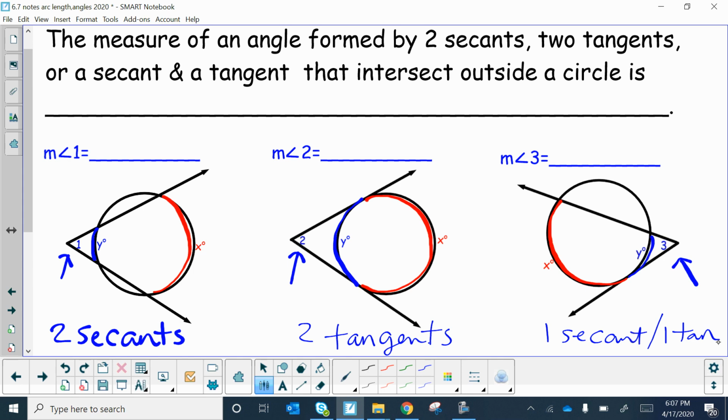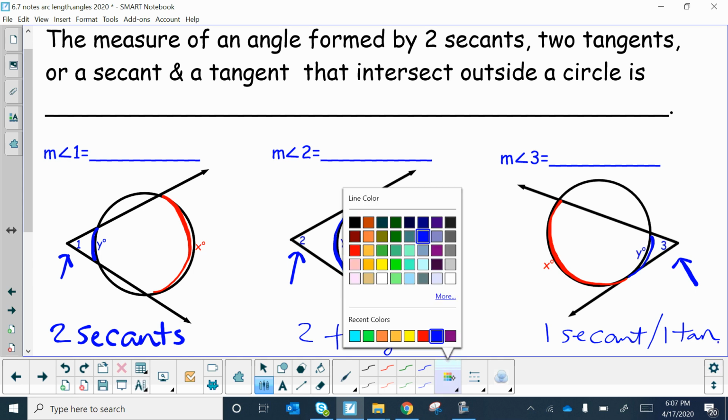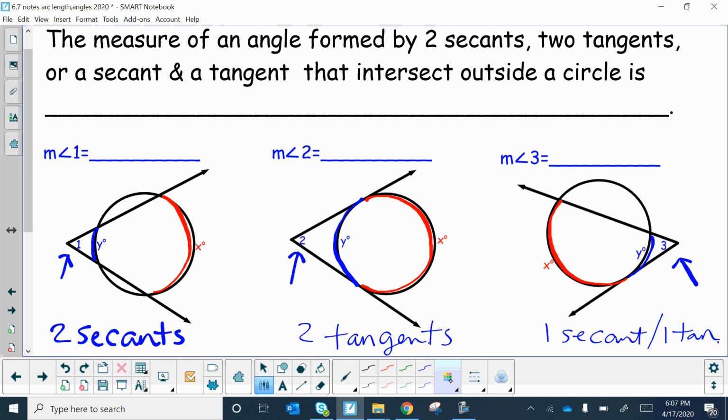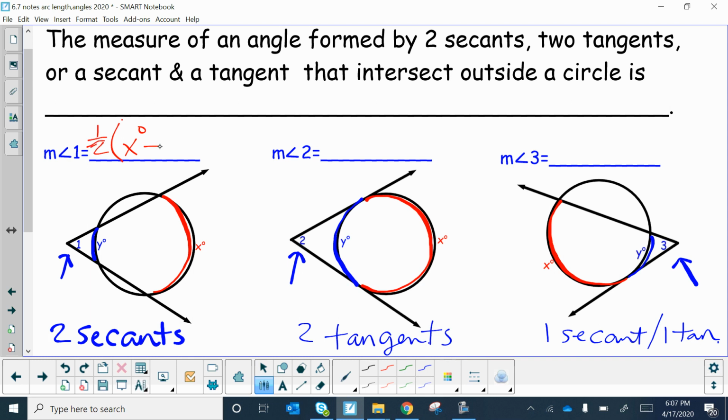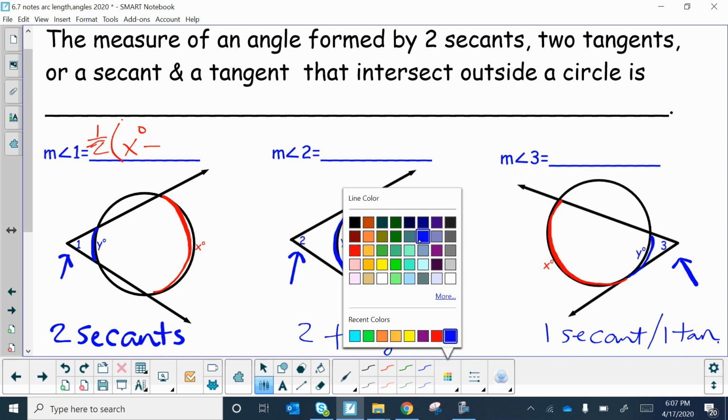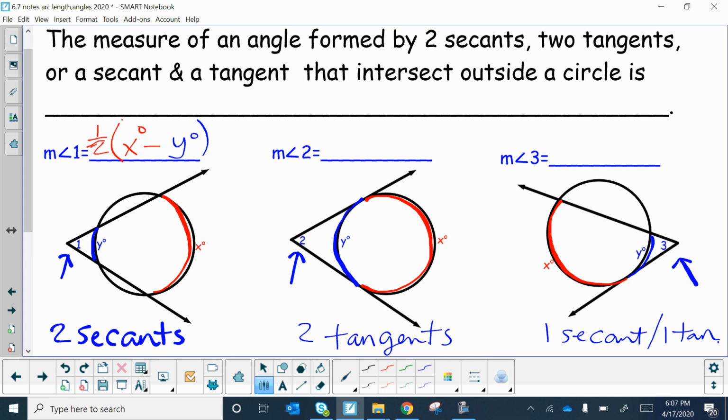Okay? Sometimes it's hard to visualize these in an actual problem. So here's the formula though for these. What you do is you take the big arc. Well, you're going to take half again, okay, because it's almost kind of like the average. But you're going to take half of the big arc, and you're going to minus the small arc. Okay, so big arc minus small arc, and it's always going to be 1/2.